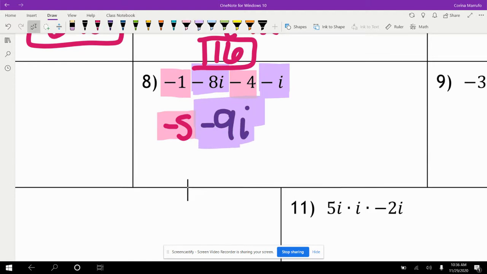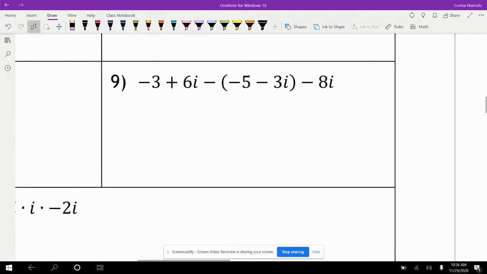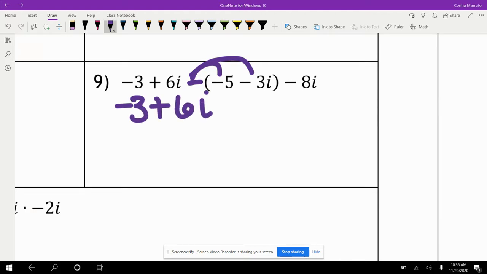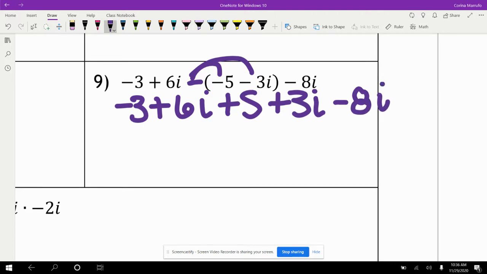Okay, the next one here. Before we do anything, because we see this negative out here, we do need to distribute the minus to each one inside the parentheses. So we have -3 plus 6i. A negative and a negative would make that a +5. A negative and a -3i would give us a +3i. And you do not distribute the negative to the 8i because it's not inside the parentheses.